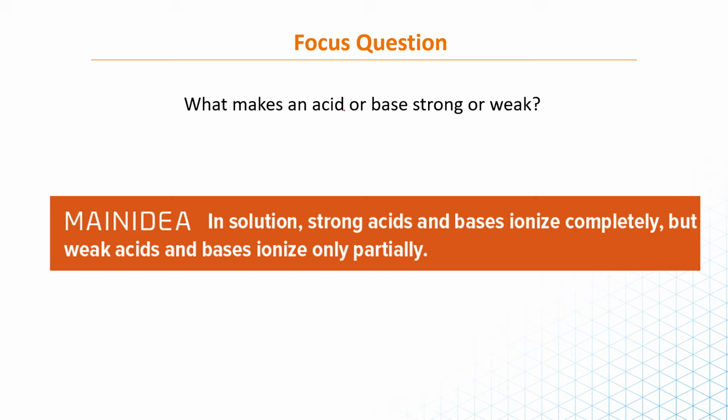So what makes an acid or base strong or weak? This is the main focus question. So this is the main idea. In solution, يعني AQ, لما يكون المي هو solvent, strong acids and bases ionize completely. يعني الأحماض والقواعد القوية تتأين كلها، يعني كلها تتحول إلى أيونات موجب وسالب. But weak acids and bases ionize only partially. Partially means بشكل جزئي.